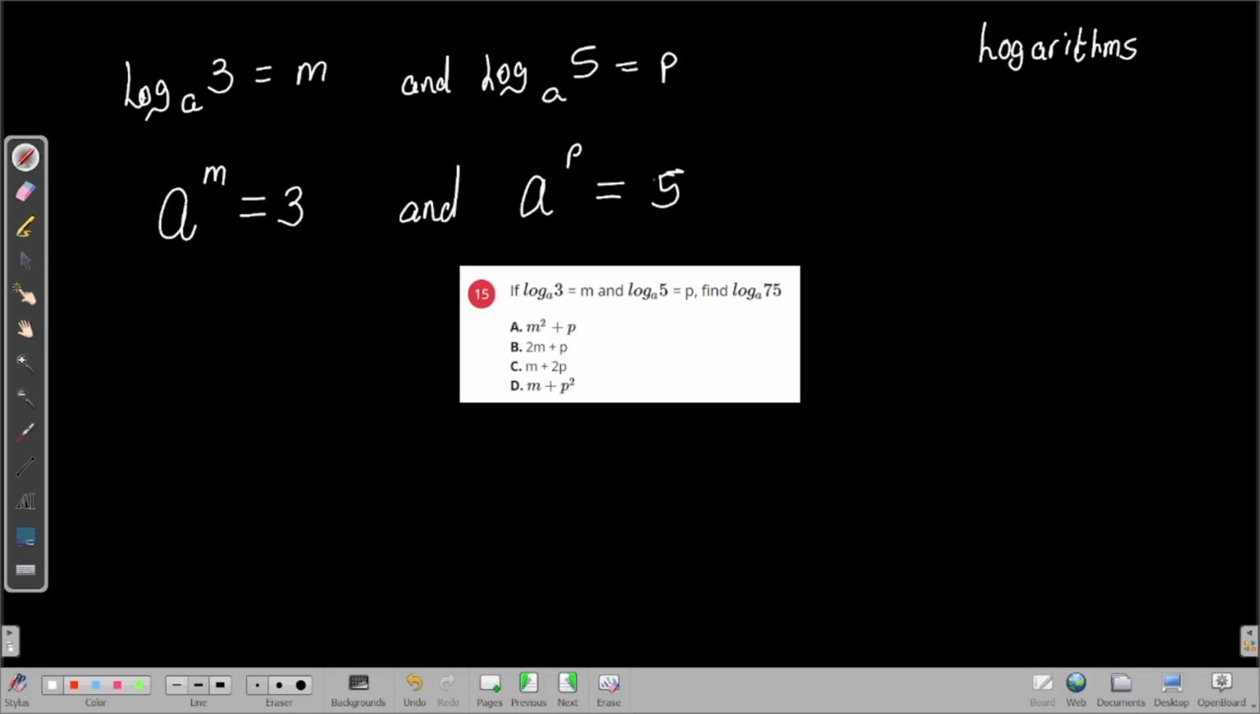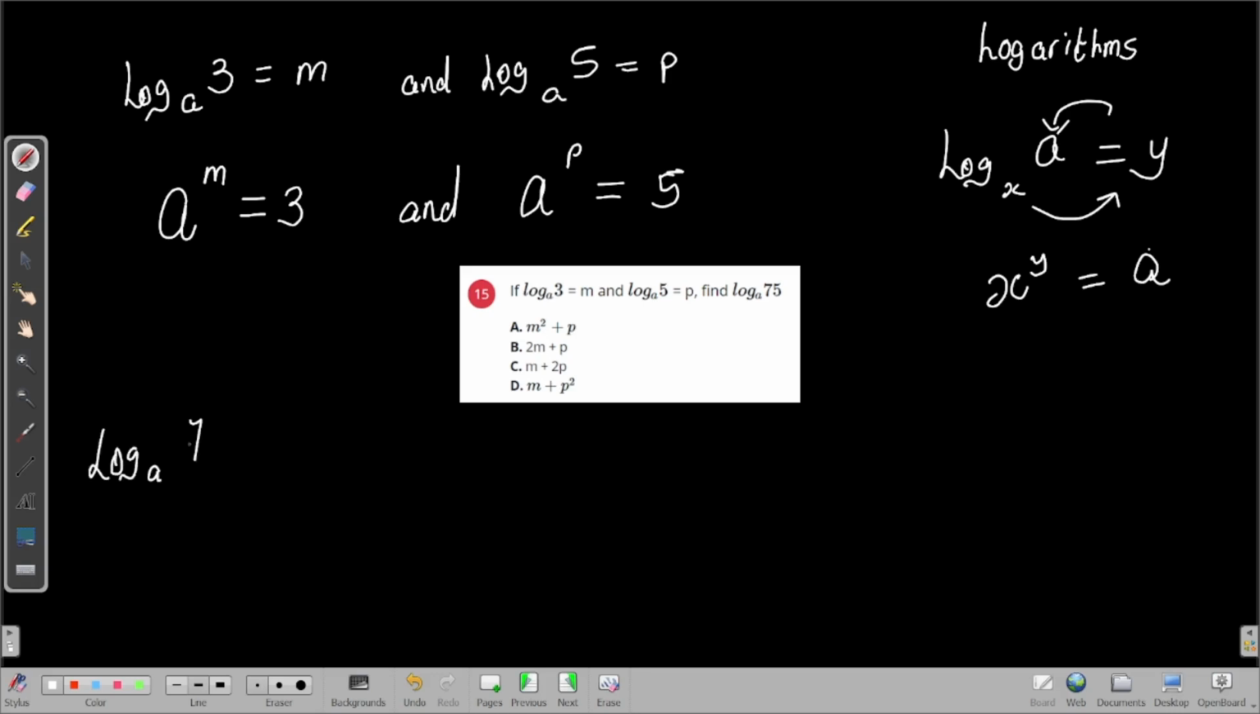It's just a basic logarithm rule. Log a in base x is equal to y means that x raised to power y is equal to a. So now we know that 3 is equal to a raised to power m, and 5 is equal to a raised to power p. So now we have to find log 75 in base a. Think about the different combinations of 75, or represent 75 in terms of its prime factors. So 75 is actually equal to 3 times 5 times 5.